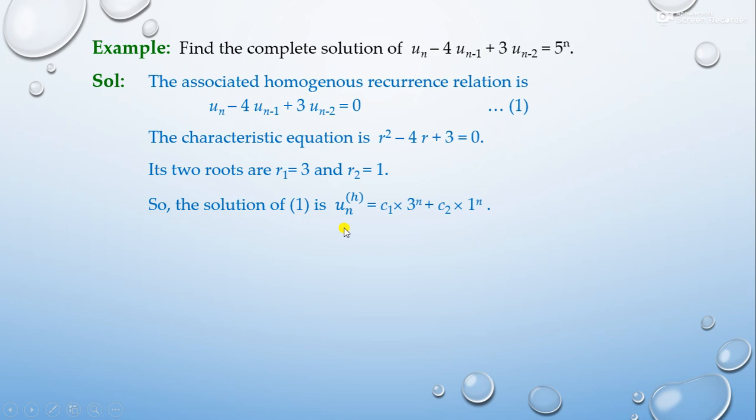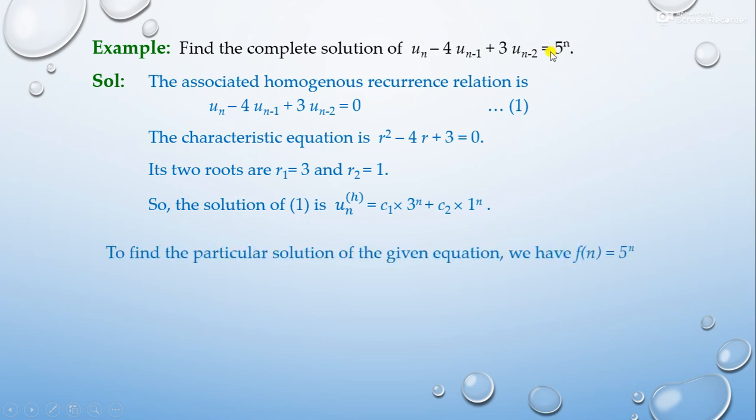Now to find the particular solution, we can see that here our f_n is 5 raised to the power n. If we have this type of f_n, what do we assume as our trial function? Just remember your table of trial functions. If we have b raised to the power n, we assume A b raised to the power n, because b is not a root of the characteristic equation. Here we see that our roots are 3 and 1, not 5. So here we apply our trial function A 5 raised to the power n.